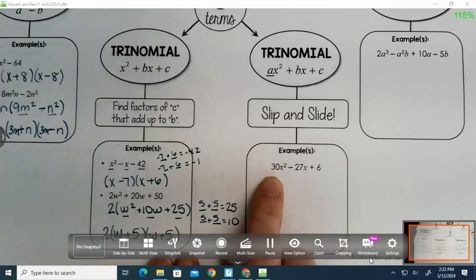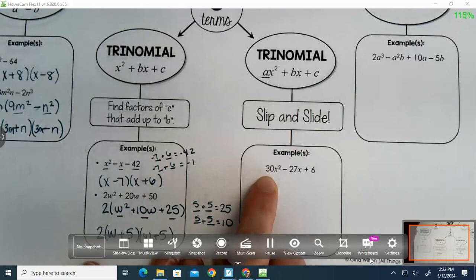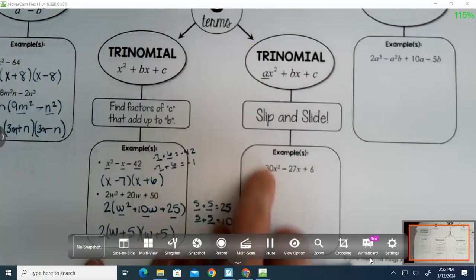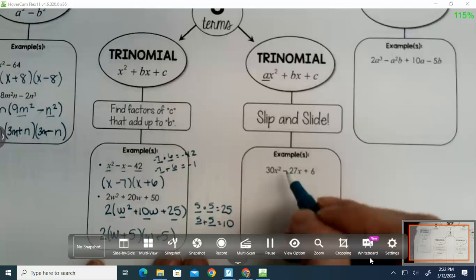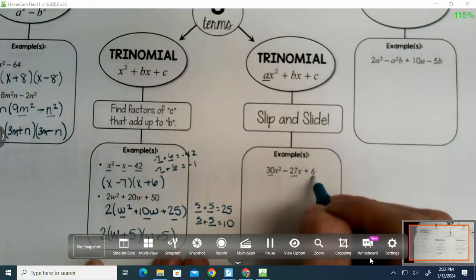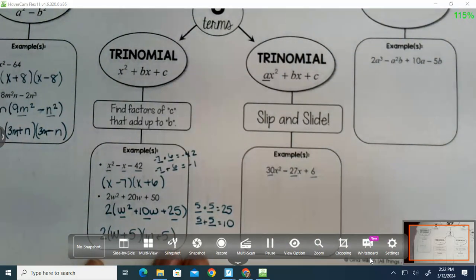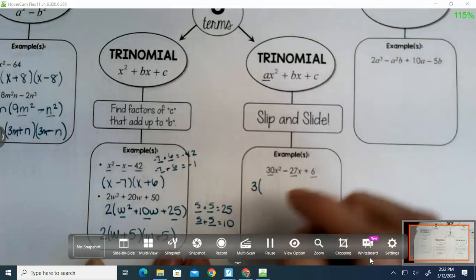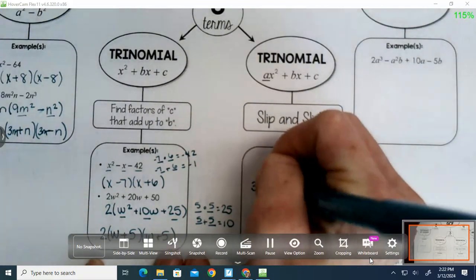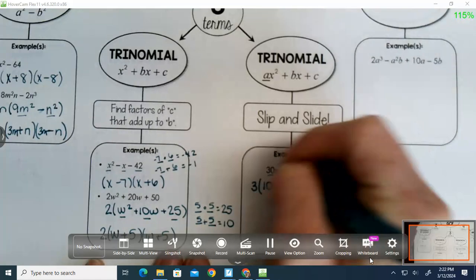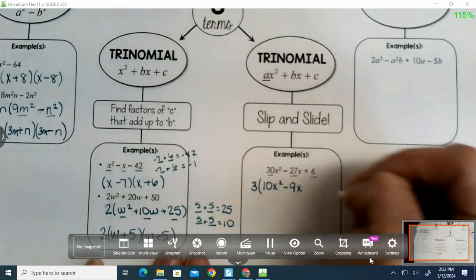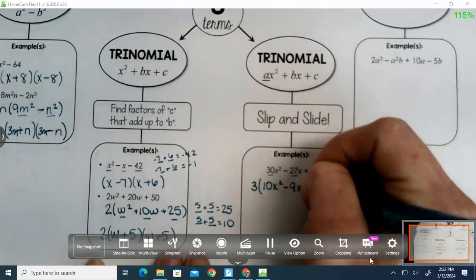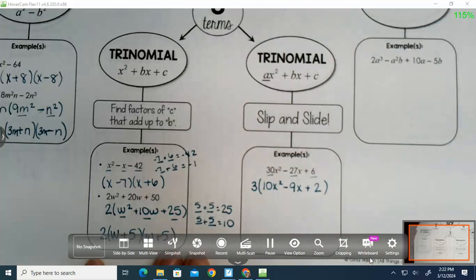If I look at this problem, what's the first thing I need to look for every time? GCF. I have 3 terms. Does anything divide all of those? Positive 3. So 30 divided by 3 would be a 10x squared. Minus 27 divided by 3 is a 9x. Plus 6 divided by 3 is 2.